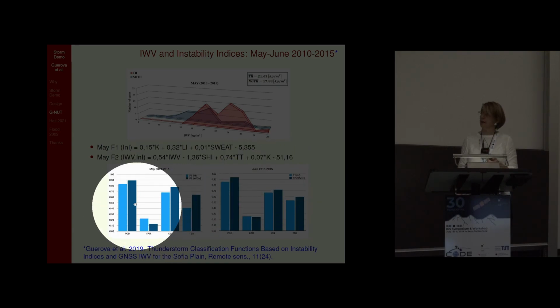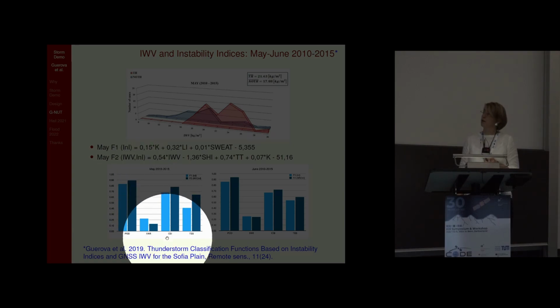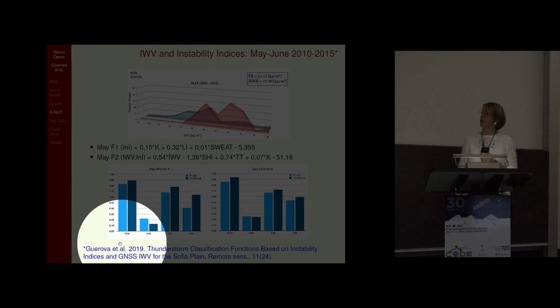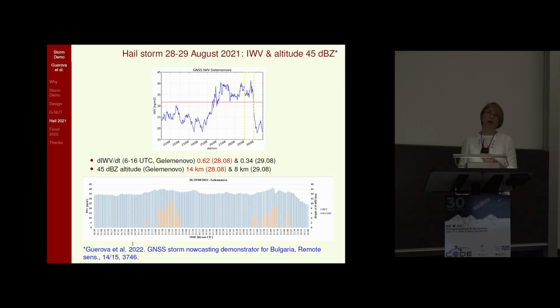of 30%. Then to these indices we added integrated water vapor, and we computed the second classification function using integrated water vapor and instability indices. And then the results were really very promising because we could really increase the probability of detection of thunderstorms, and what is even more important, we decreased the false alarm ratio. So these results actually were quite promising, and they are published in a paper. You can check there for details.